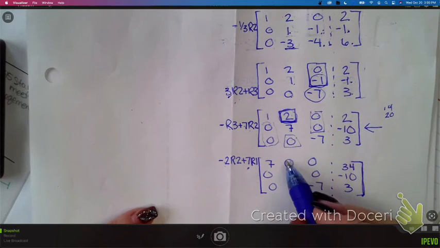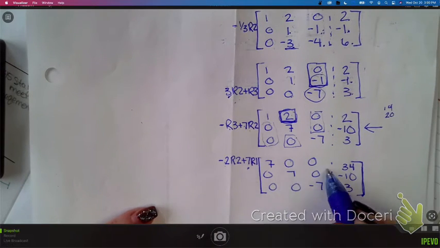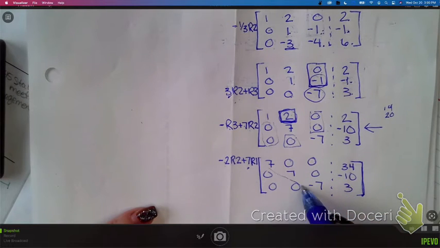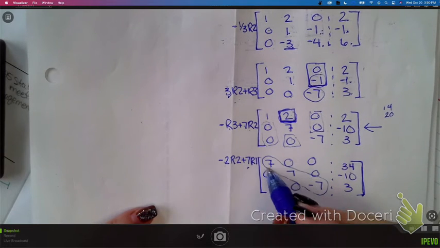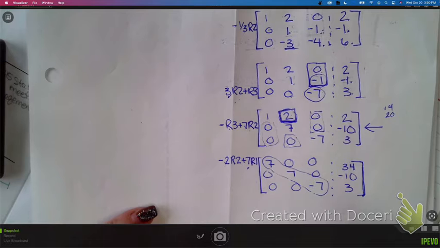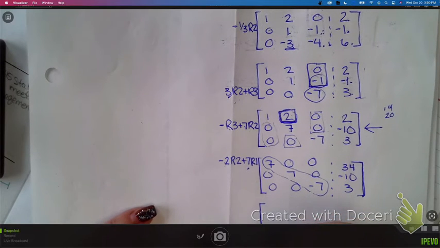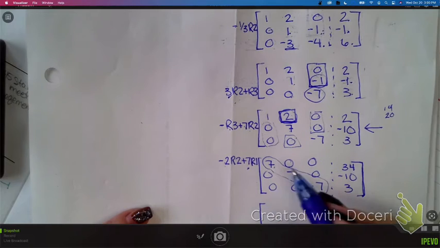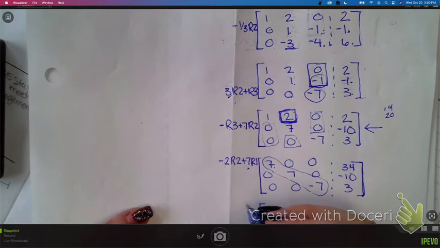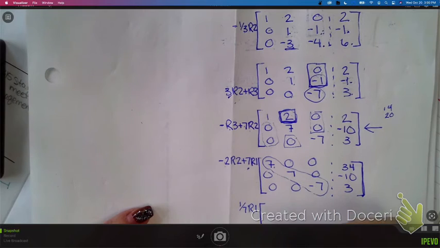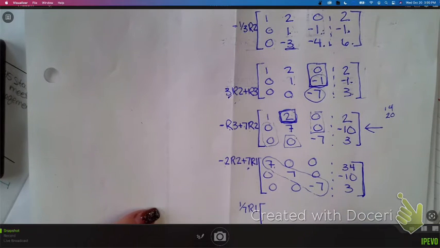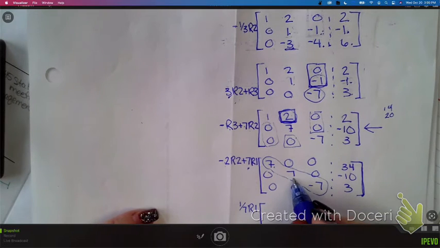So do I have all my zeros? Yes. Now I need to get 1s, don't I? And they need to be positive 1s. Right. So what do I need to take row 1 by to get a positive 1? 7. 1/7? If you do 7, you get 49. Oh yeah. Okay? What do I need to take 7 by to get 1? 1/7. Yes.